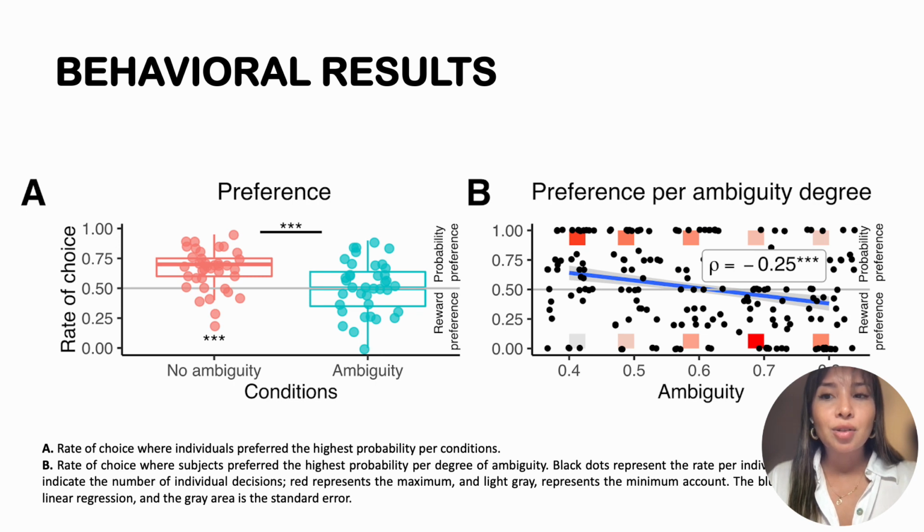The behavioral results show that the subjects preferred to choose the option with higher probability, but the degree of ambiguity shifted this preference, such that in very high ambiguity conditions, participants guided their responses by the reward. Several cognitive models were fitted, and the parameter tau was identified, which correlated with this behavioral shift.